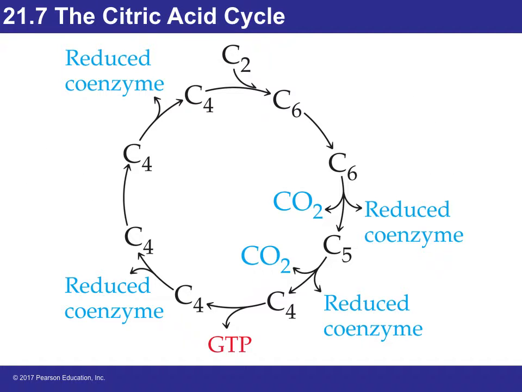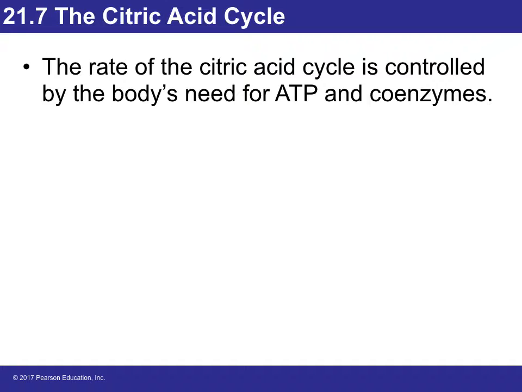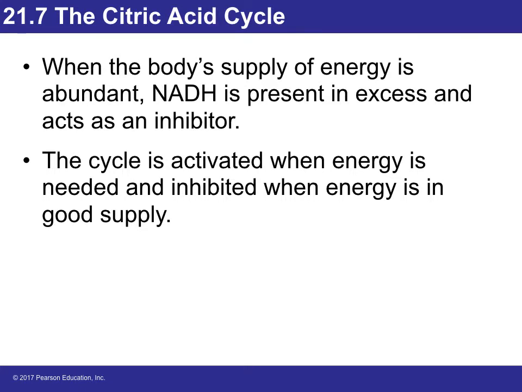If you look, this is very complex, and I will not ask you to know all the steps. The only thing I would like you to memorize is that the rate of the citric acid cycle is controlled by the body's need for ATP, and it goes with coenzyme. When the body's supply of energy is abundant, NADH is present in excess and it acts as an inhibitor, meaning it's going to stop that reaction. Now the cycle can be reactivated when you need energy, and it can be inhibited when we have enough energy.